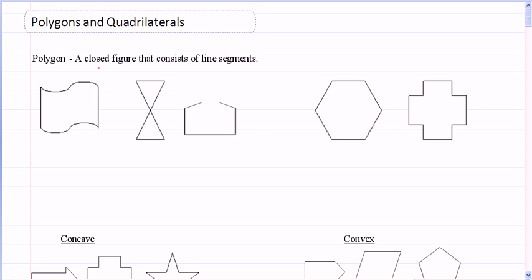In this lesson you will learn about polygons and quadrilaterals. A polygon is defined as a closed figure that consists of line segments. This first figure is not a polygon because two of the sides are curved.